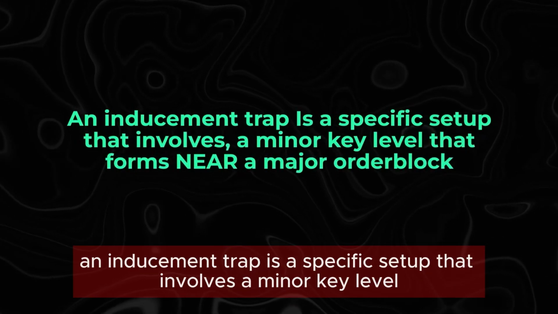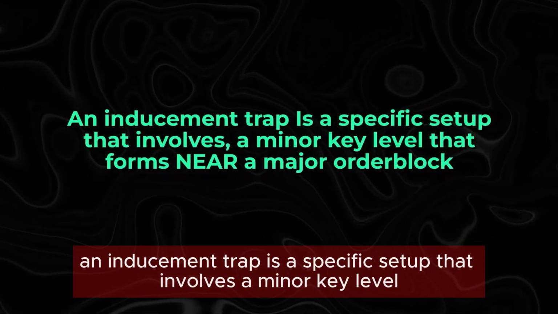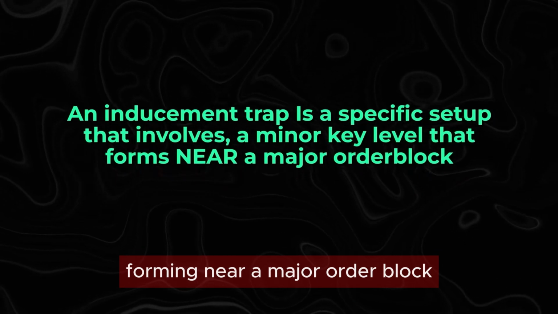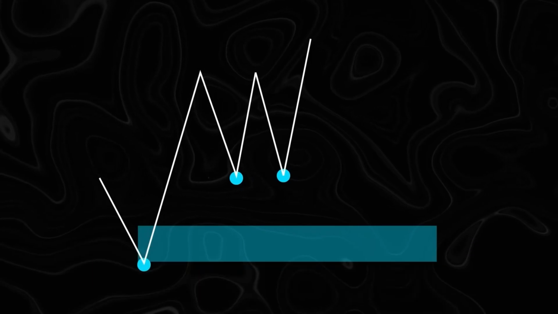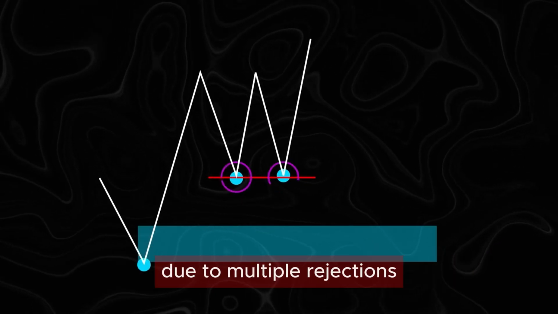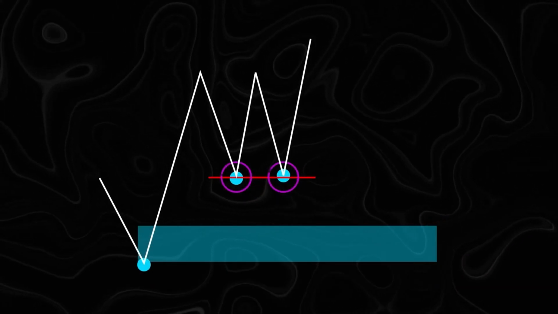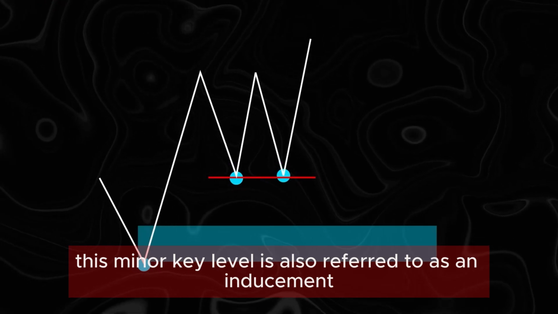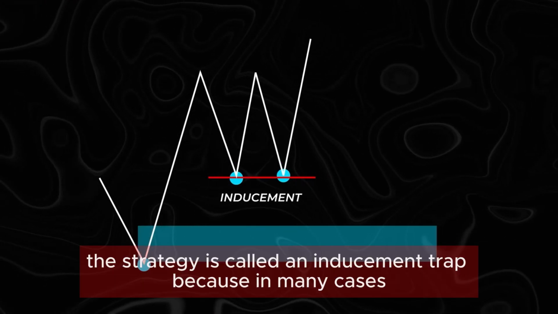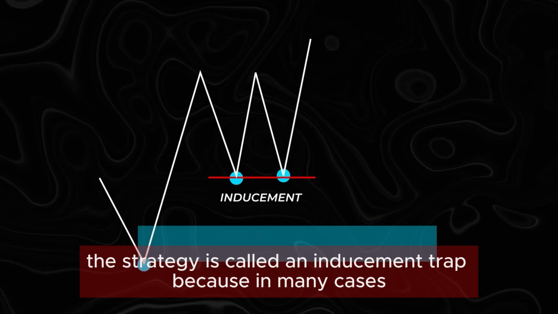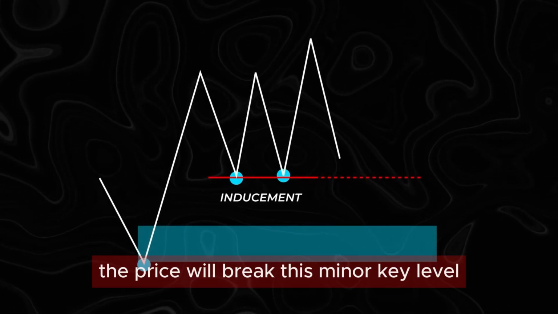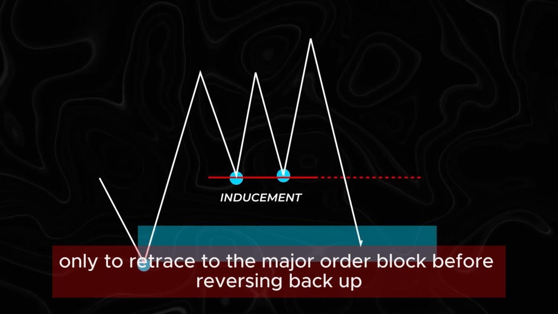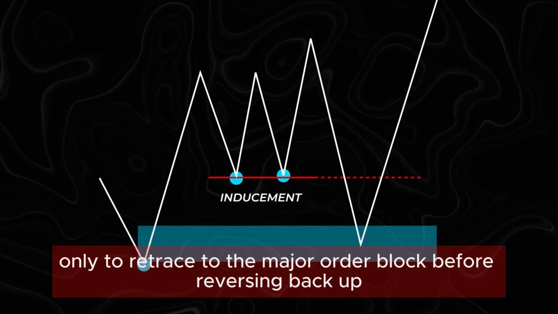Inducement traps. An inducement trap is a specific setup that involves a minor key level forming near a major order block. Take this example. We have a major order block forming below and a minor key level forming above it due to multiple rejections. This minor key level is also referred to as an inducement. The strategy is called an inducement trap because in many cases, the price will break this minor key level only to retrace to the major order block before reversing back up.